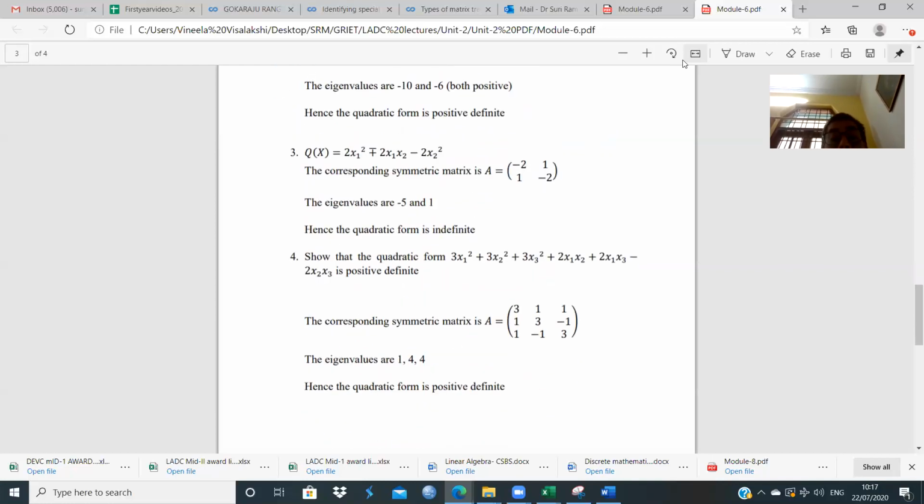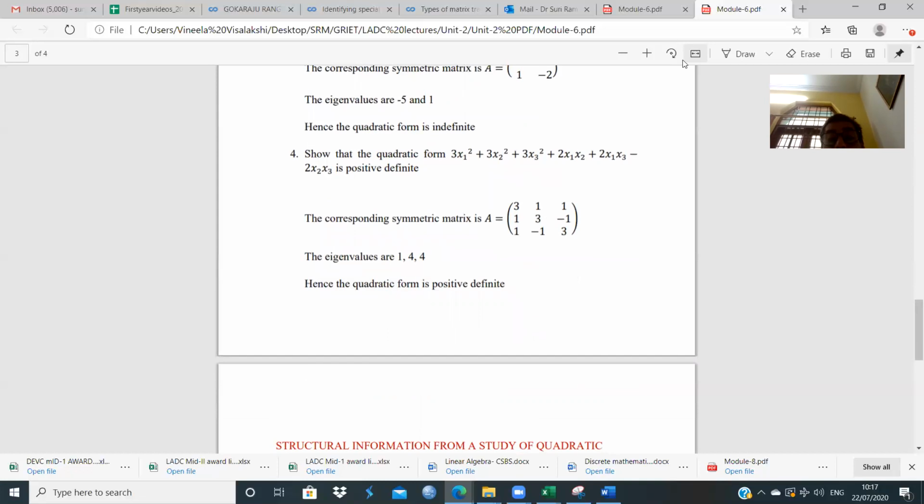Then comes a third example. Minus 2x1 squared plus 2x1x2 minus 2x2 squared. The coefficient matrix and the symmetric matrix will be minus 2, 1, 1, minus 2. Eigenvalues are minus 5 and 1. So it's a mix of positives and negatives. So this quadratic form is indefinite.